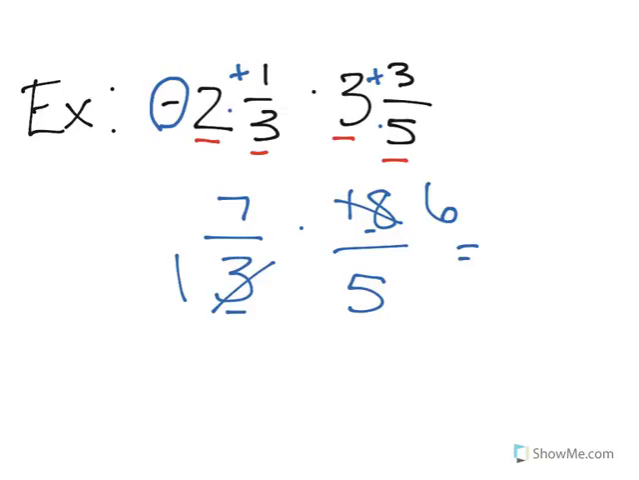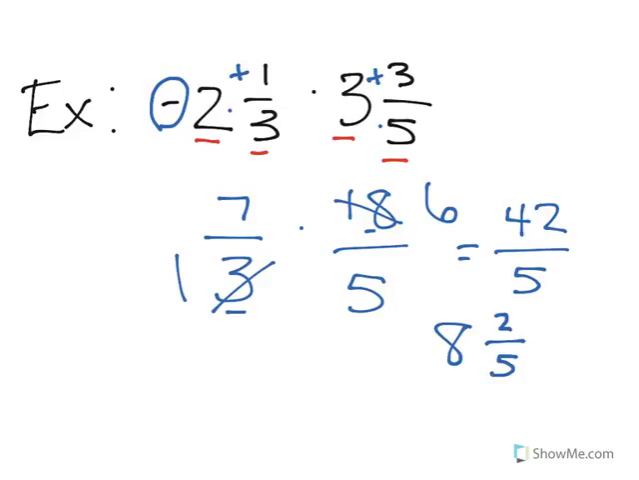7 times 6 equals 42. 1 times 5 equals 5. I'm not done. I have to always put it in simplest form. So I know we have to figure out how many times 5 goes into 42. Well, 5 goes into 42 7 times. I'm sorry, it doesn't go in 7 times, it goes in 8 times. 8 times 5 is 40 with 2 left over. So we have 8 2/5.